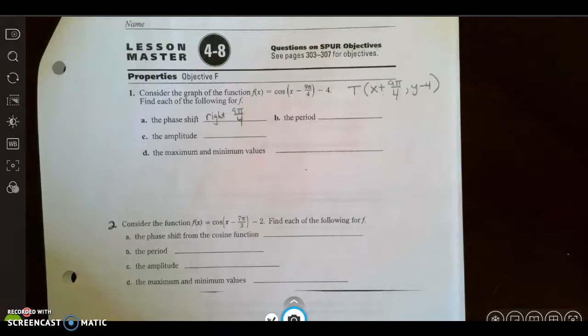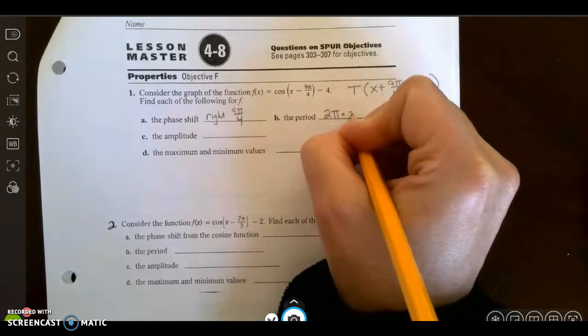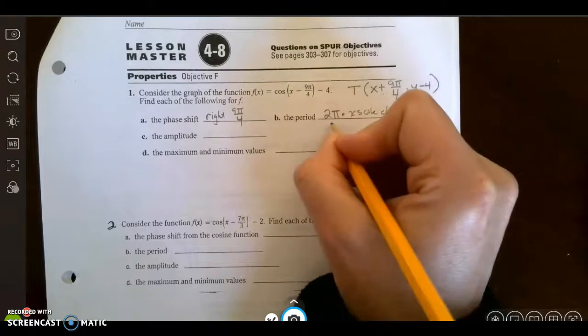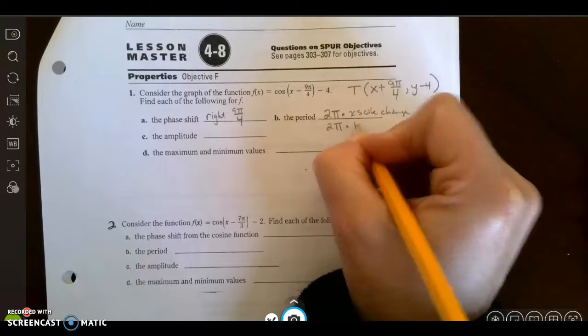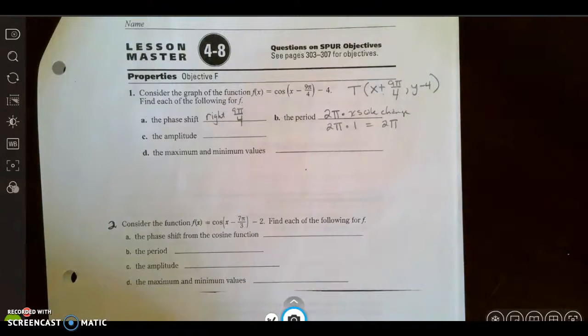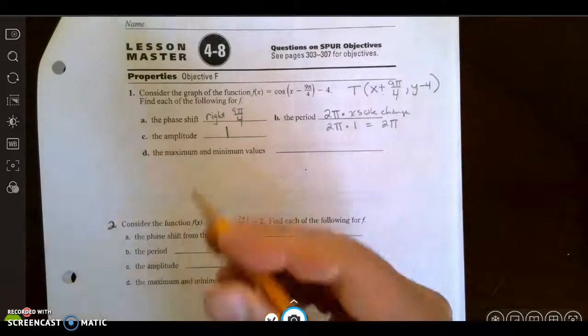The period is affected by if we multiply anything by the x value, the x scale change. So it's 2 pi times the x scale change. But there isn't an x scale change, so it's just 2 pi times 1, or 2 pi. The amplitude is the absolute value of the y scale change. Again, we have no scale change, so the amplitude is still 1.